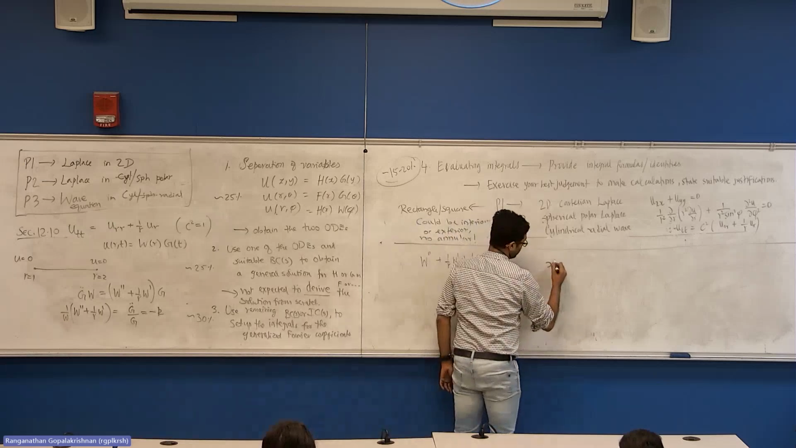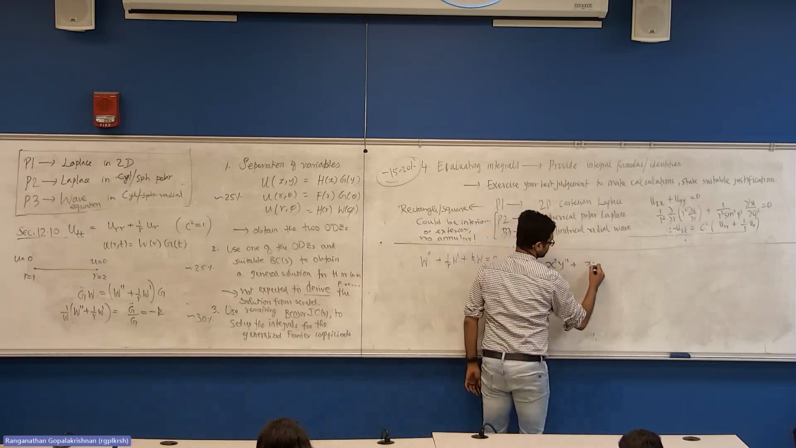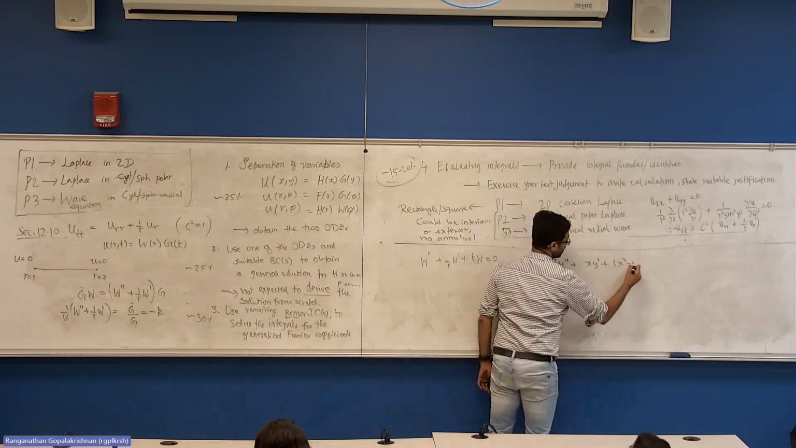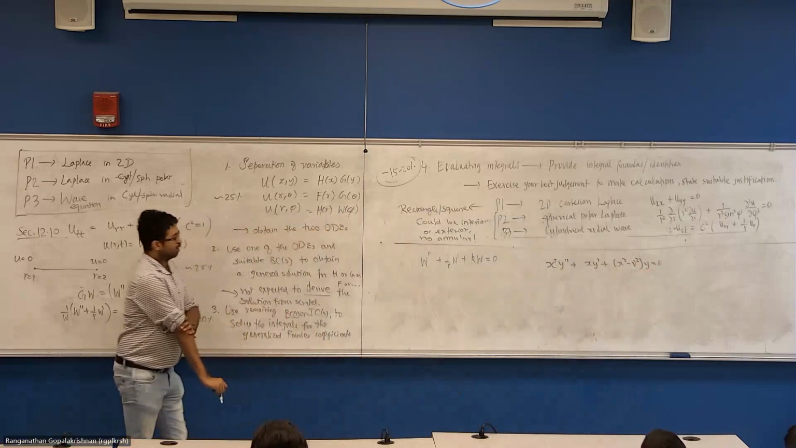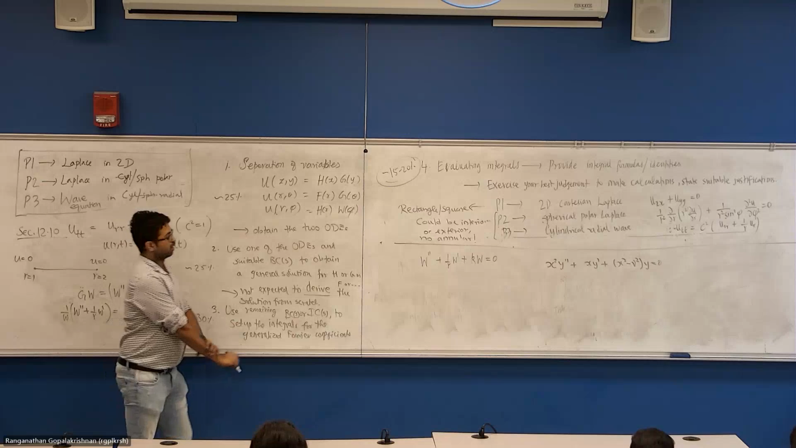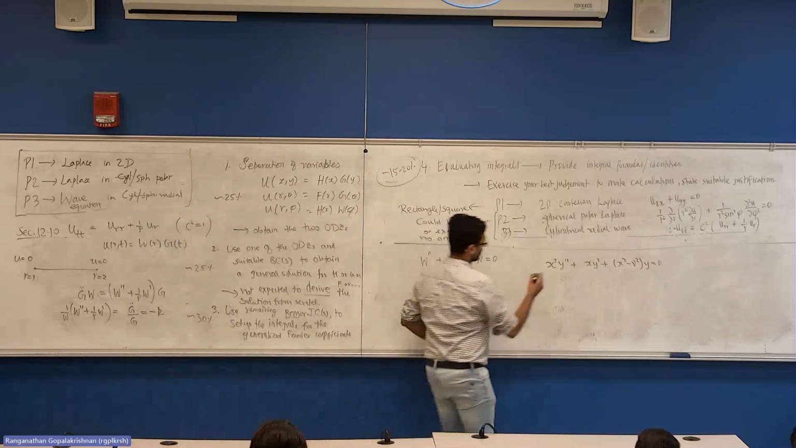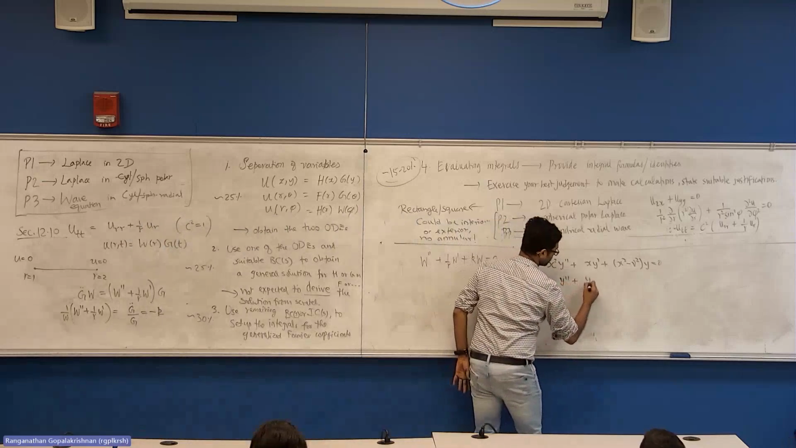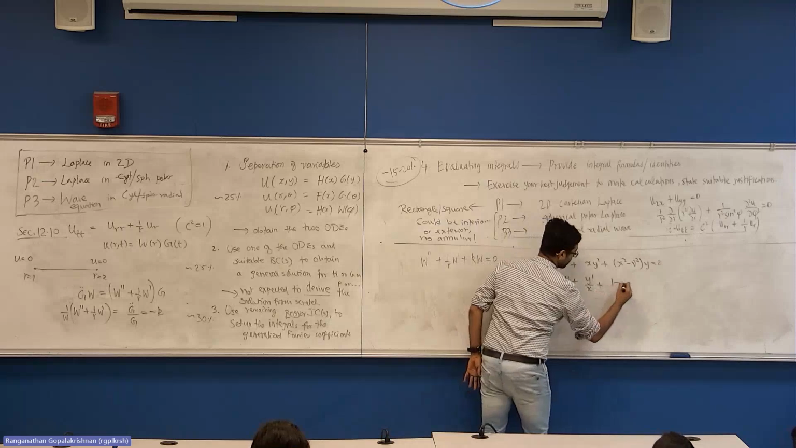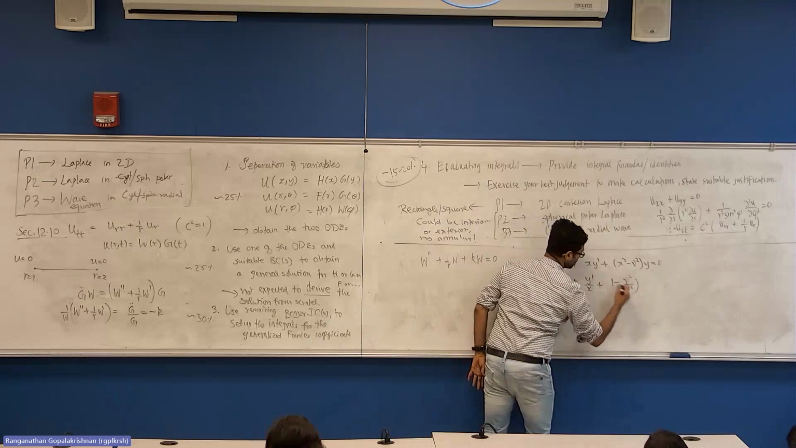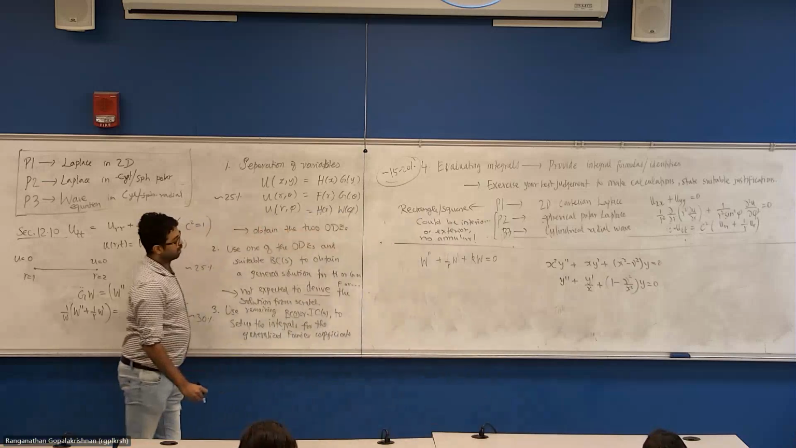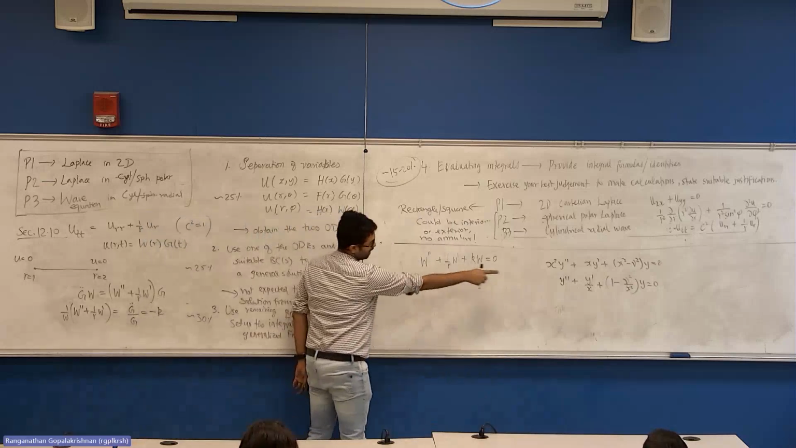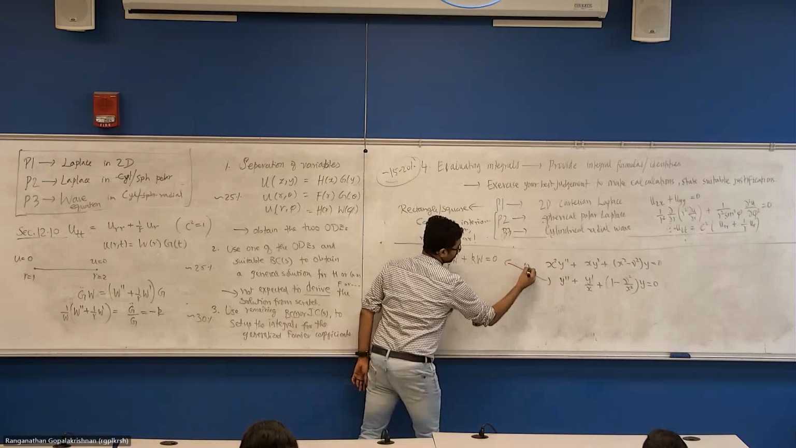That is x squared y double prime plus x y prime plus (x squared minus mu squared) times y equal to 0. So if I rewrite this, this is y double prime plus y prime over x plus (1 minus mu squared over x squared) times y equal to 0. This is not quite that. Not there yet.